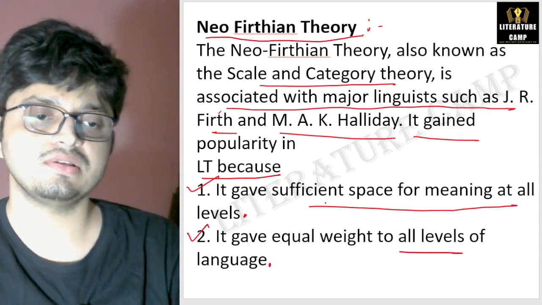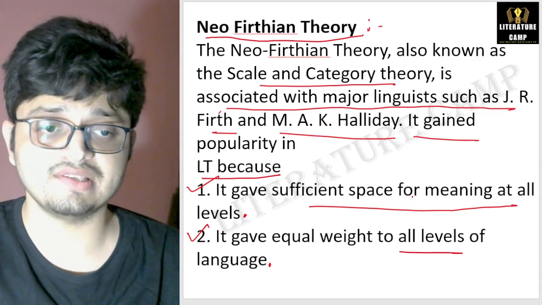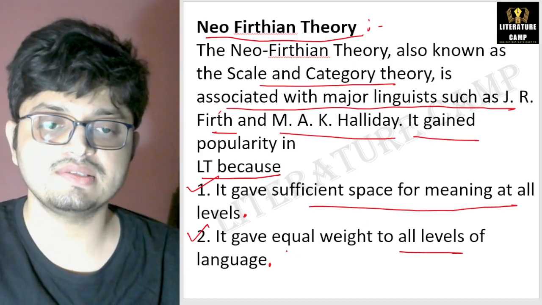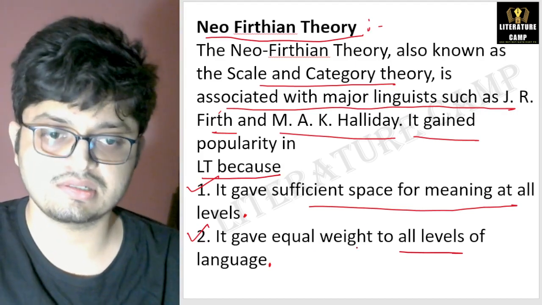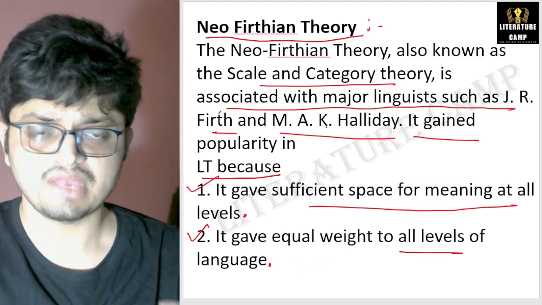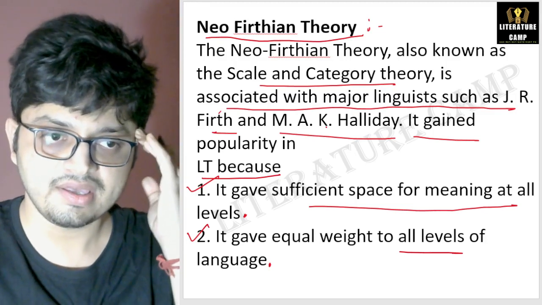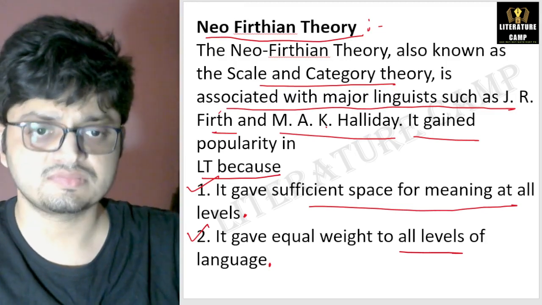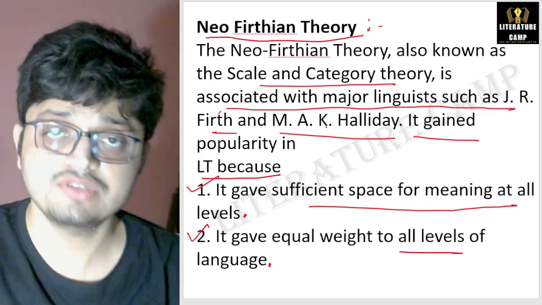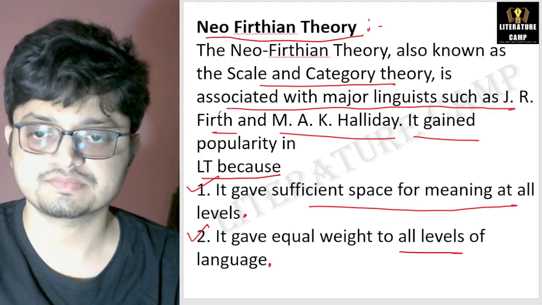Second, it gave equal weight to all levels of language. So the importance is on sufficient space for meaning at all levels. Number two is again equal weight to all levels of language. That is the idea or the theory of Neo-Firthian. They can ask the names J.R. Firth and M.A.K. Halliday, who are associated with this concept or theory, Neo-Firthian theory.